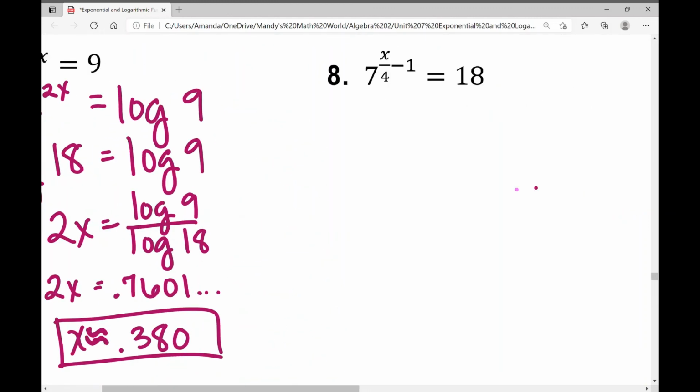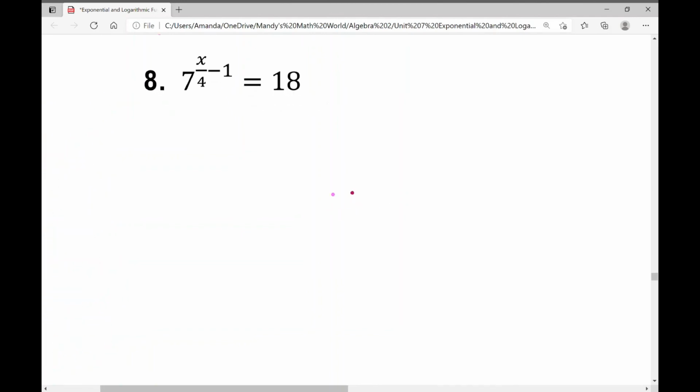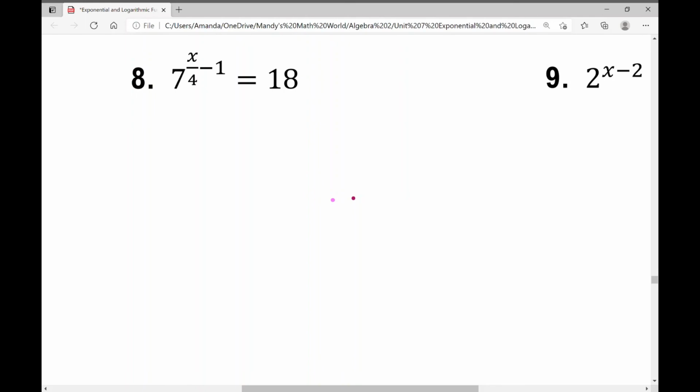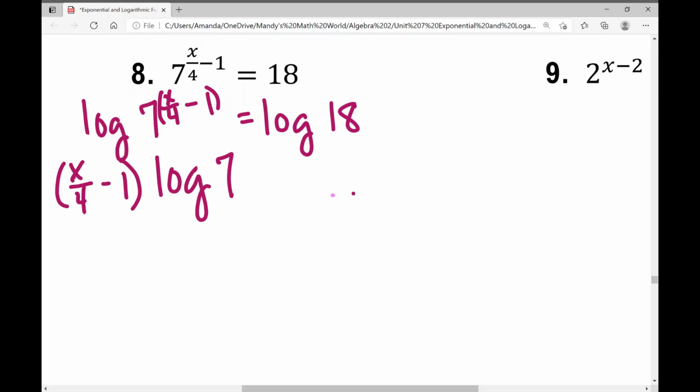Number 8, 7 to the power of x divided by 4 minus 1 equals 18. I can't create expressions with the same base, so I'm going to take the log of both sides. So that's going to be the log of 7 to the power of x divided by 4 minus 1 equals the log of 18. And now I'm going to rewrite that expression on the left. I'm going to move whatever is in the exponent to the front. So that's going to be x divided by 4 minus 1 times the log of 7 equals the log of 18.